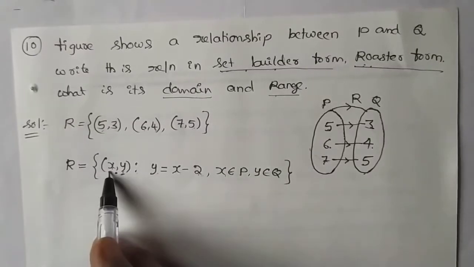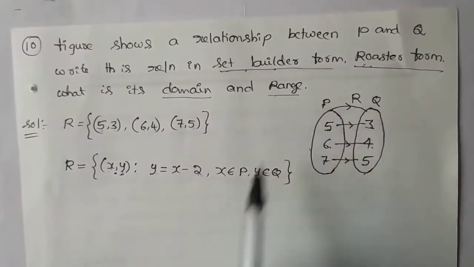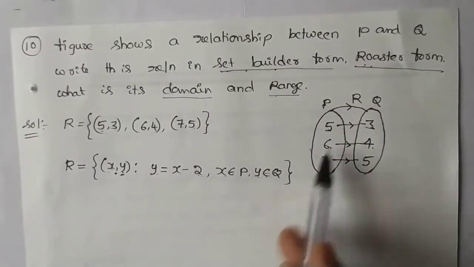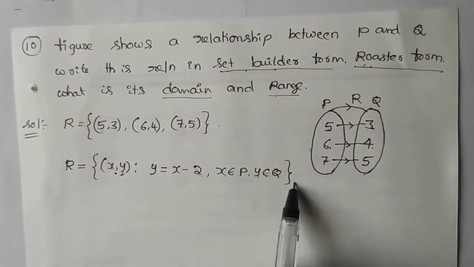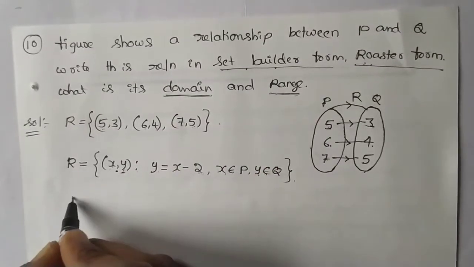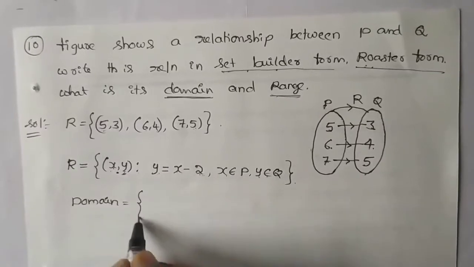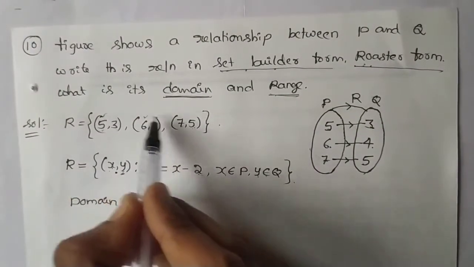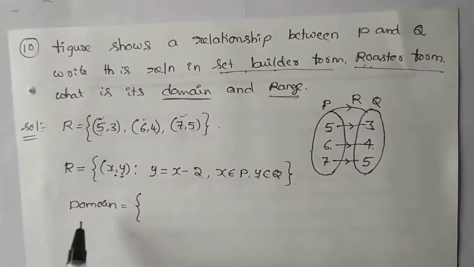x is the first element, x should belong to the set P. Second element y should belong to the set Q. It is a roster form, it is a set builder form. Next, we have to find domain and range. What is the domain? The set of all the first elements of the ordered pairs in a relation R is called the domain.